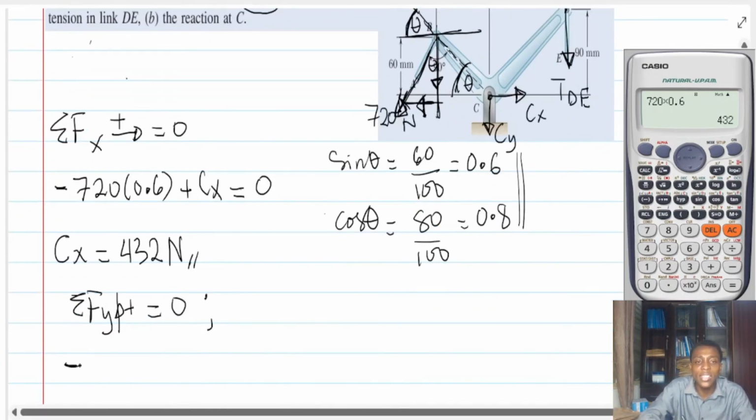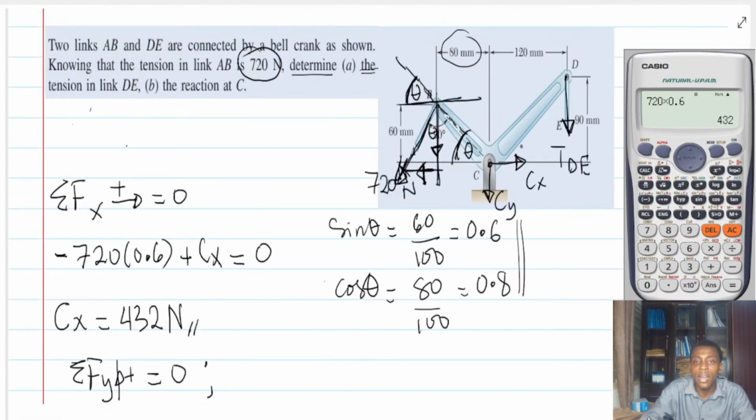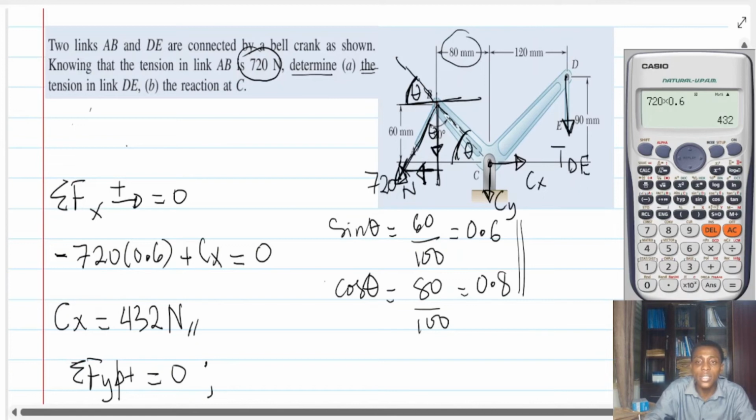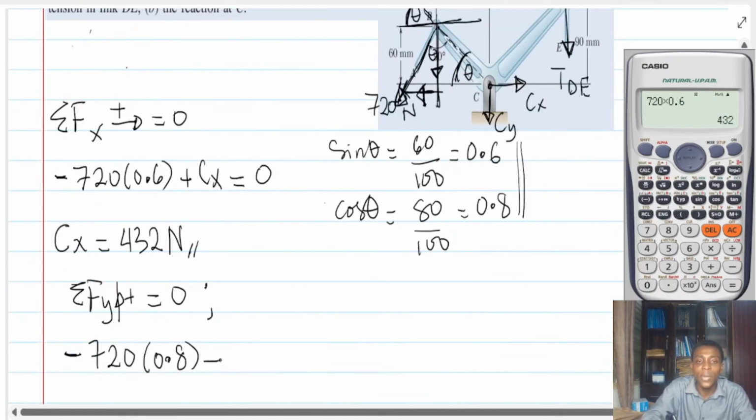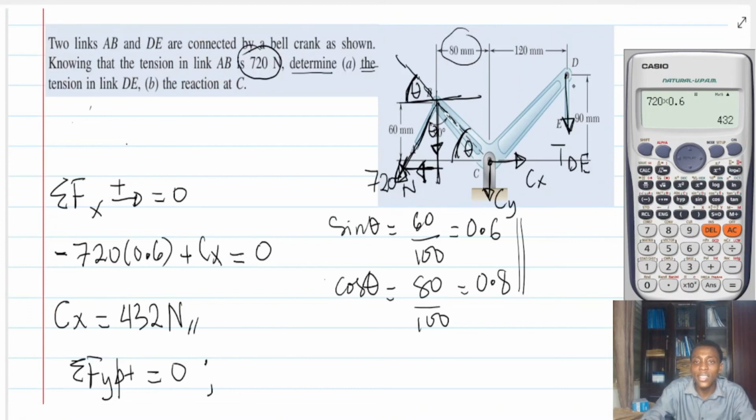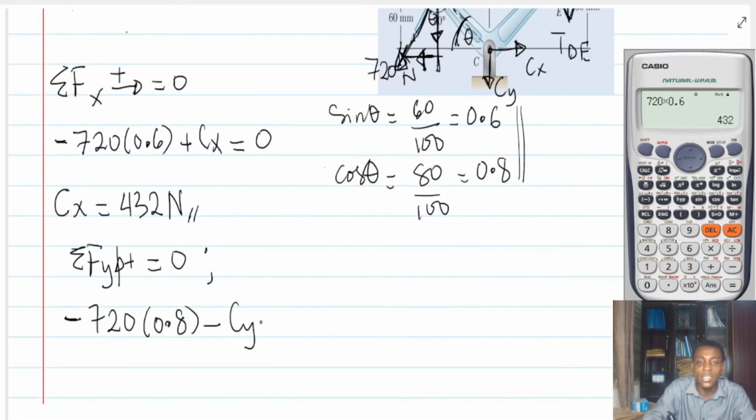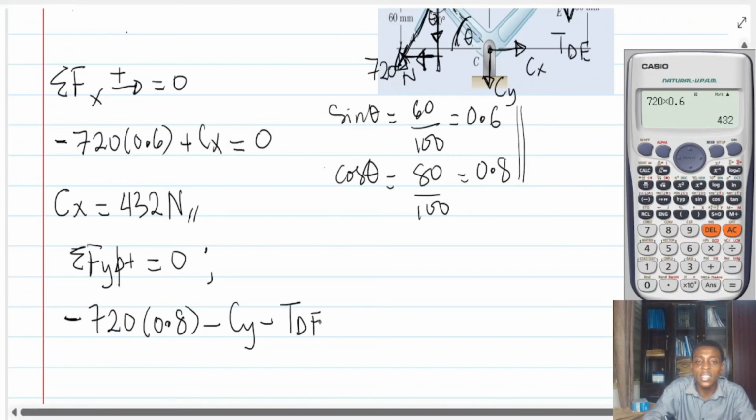So it's going to be minus 720, and cosine theta is 0.8. And then, so we are done with that force. And then we have Cy. Cy is coming downwards like that. So minus Cy. And then also our TDE is coming down. So minus TDE. And this is equal to 0.